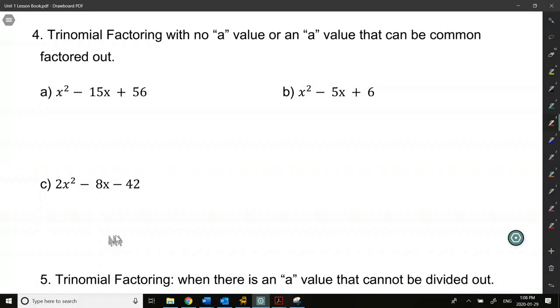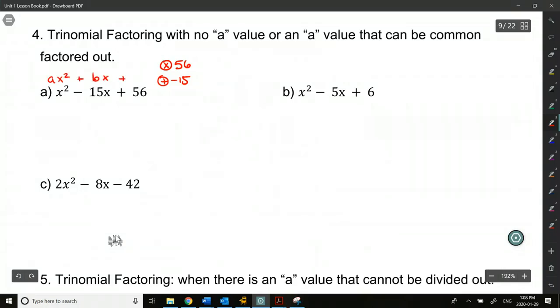Grade 10. All right, so we are looking for two things that multiply to 56 and add to the b value, which is negative 15. If you remember, this is ax squared plus bx plus c. 9 and negative 9 and negative 6. I think that's 54, is it not? 9 times 6? Yeah. 5 and negative 8 and negative 7.